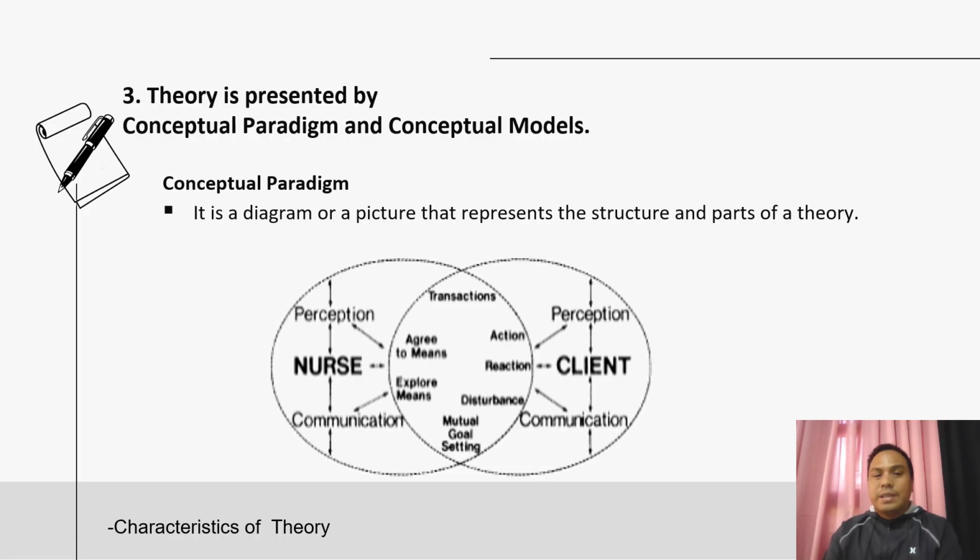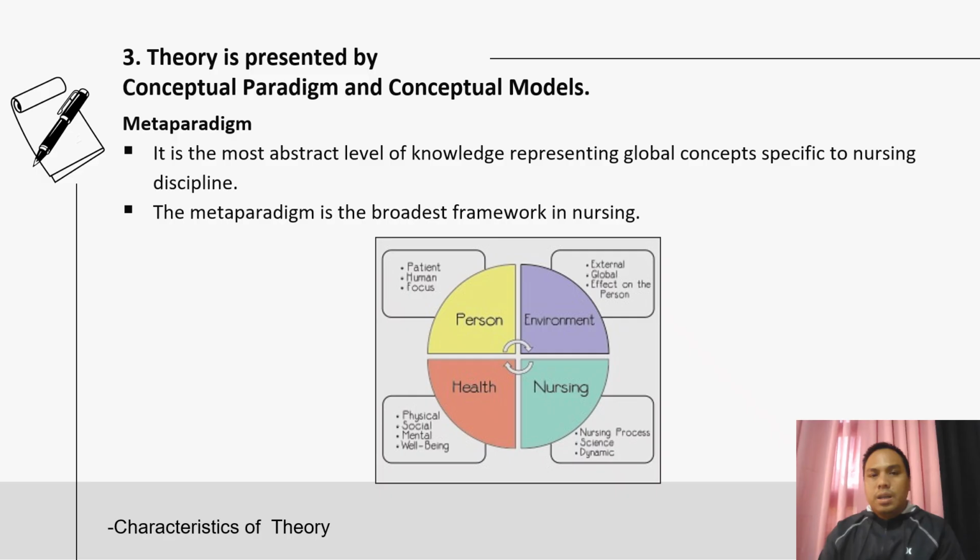So there is a nurse-client in terms of perceptions and communications. We can identify there the dependent variable, and then we have your independent variable. This diagram provides a clear big picture of what the researcher wants to study and how the variables interact. It is often used in the conceptual framework of research to guide the design, analysis, and interpretation of the findings.